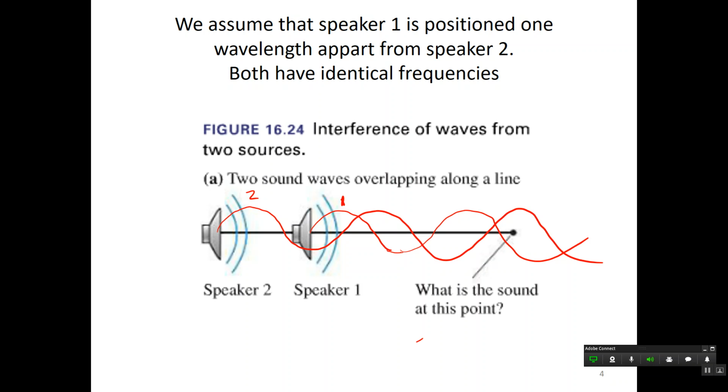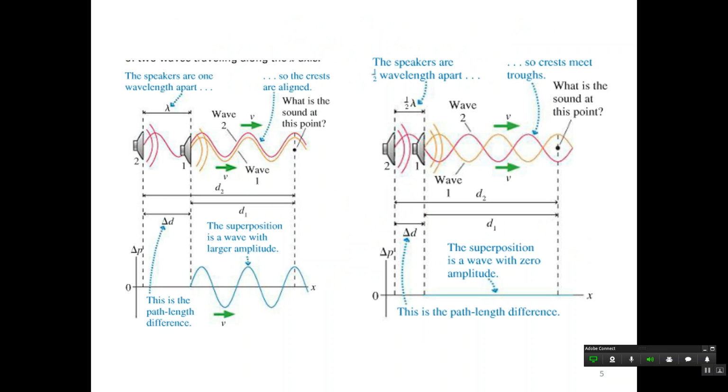I have a slide showing you that equation. We're going to talk about it. But here it is explaining it. If I didn't explain it to you well enough, the idea is that the distance between the two speakers is what's important. And this distance between the two is called the path length difference. Okay?